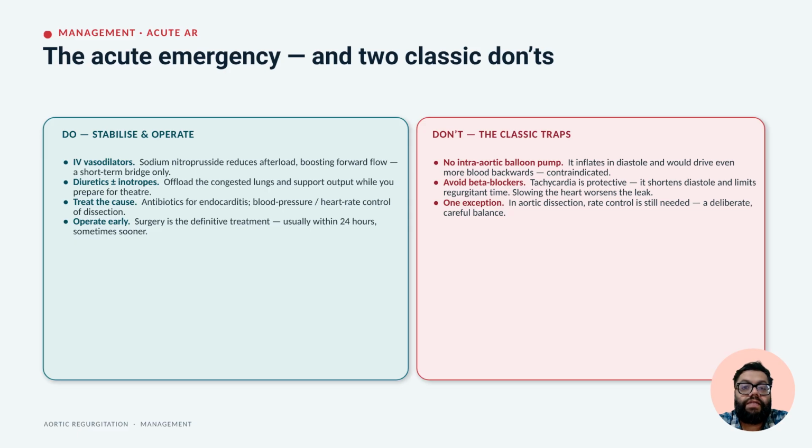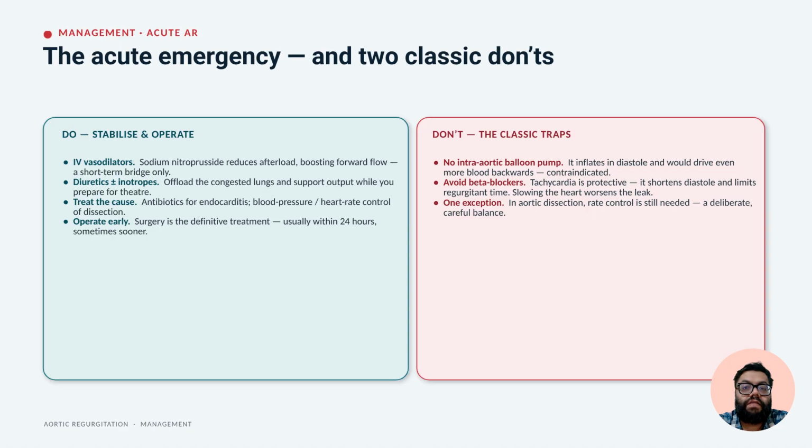Acute severe AR is where calm, correct reflexes save lives, and it contains two of the most testable don'ts in cardiology. On the do side, lower the afterload with intravenous sodium nitroprusside so that more blood goes forwards instead of backwards. Unload the flooded lungs with diuretics. Support the circulation with inotropes if needed and treat the underlying cause, antibiotics for endocarditis, pressure and rate control for dissection. But all of that is merely a bridge. The definitive treatment is surgery, usually within 24 hours.